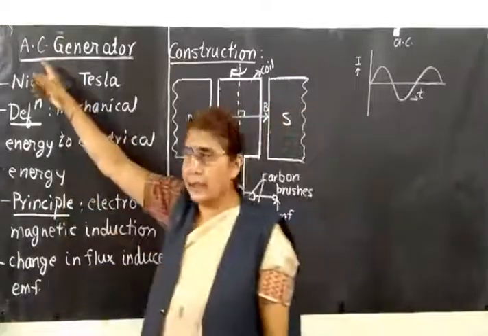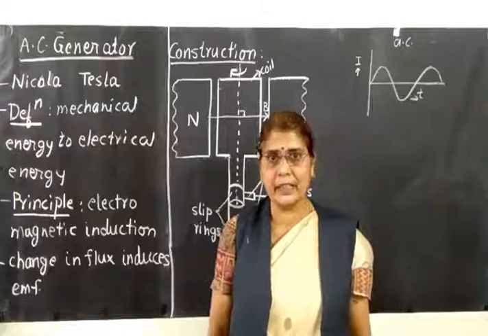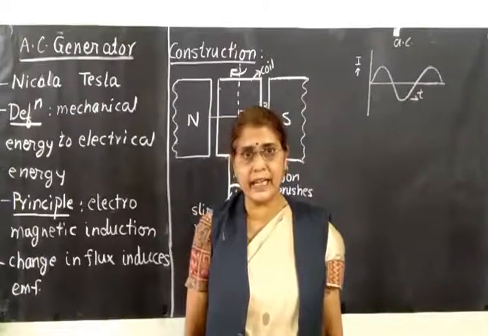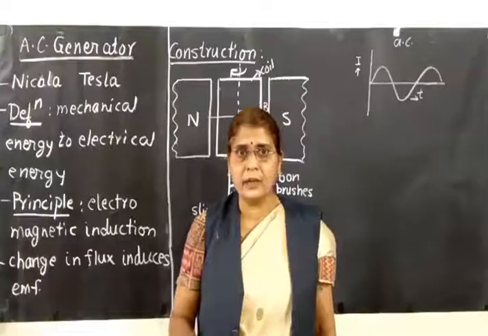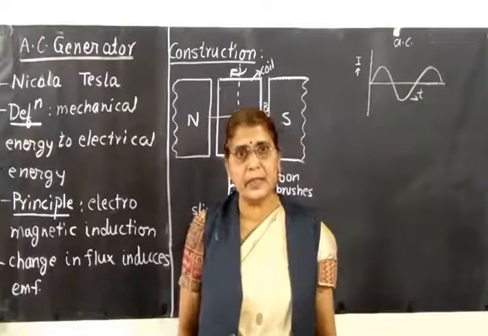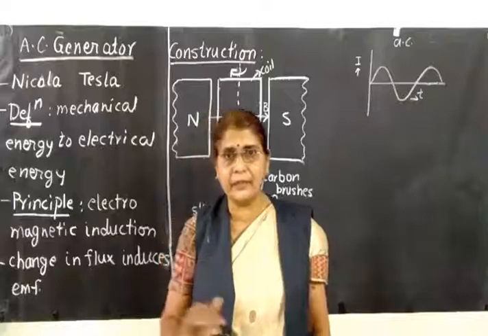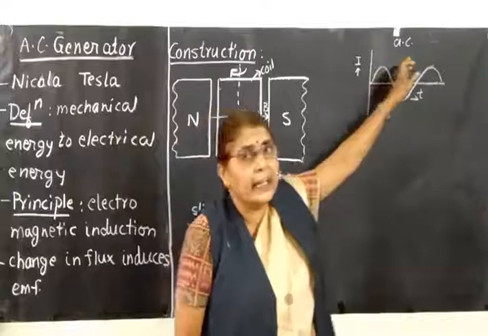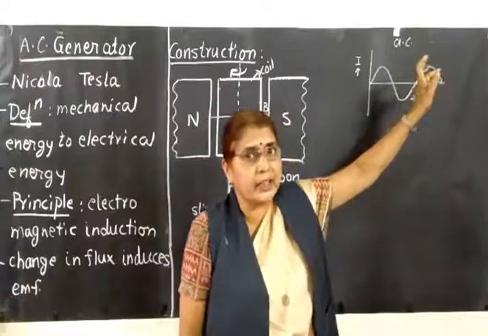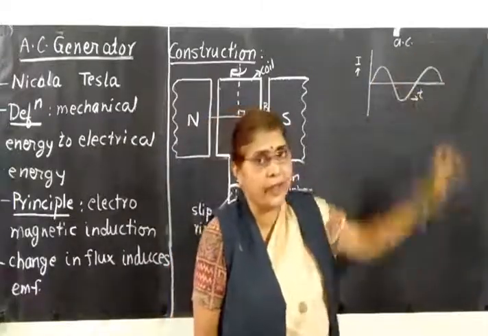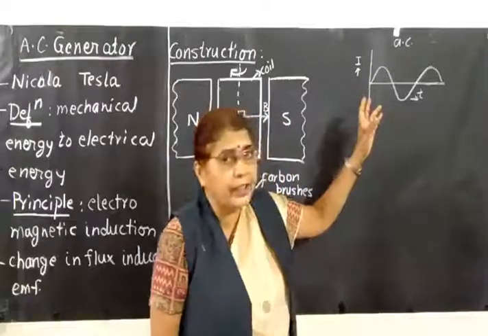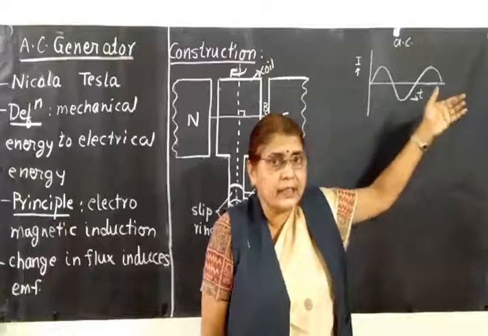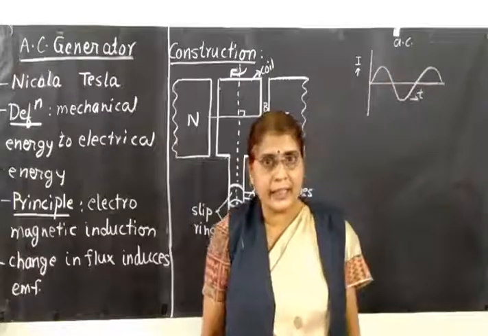So AC means alternating current. There are two types of currents, DC and AC. DC is what? Direct current. That is the current flowing from the positive terminal of the battery to the negative terminal. The current which flows in one direction is called DC, whereas AC is alternating current, changing current. So this is the waveform of AC current. You can see from the figure, the current changes periodically with time. So this changing current is called alternating current.